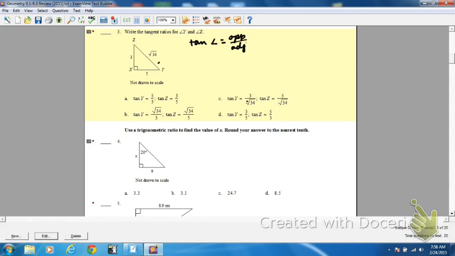If we're using y and we have tangent of angle y, our opposite side is going to be 3 and our adjacent side is going to be 5. So tangent of y would be 3 over 5. If we're doing tangent of z, so we're changing our angle, the opposite side is now 5 and the adjacent side is 3. So we have 5 over 3. Tangent of y is 3/5, tangent of z is 5/3, and the answer is D.